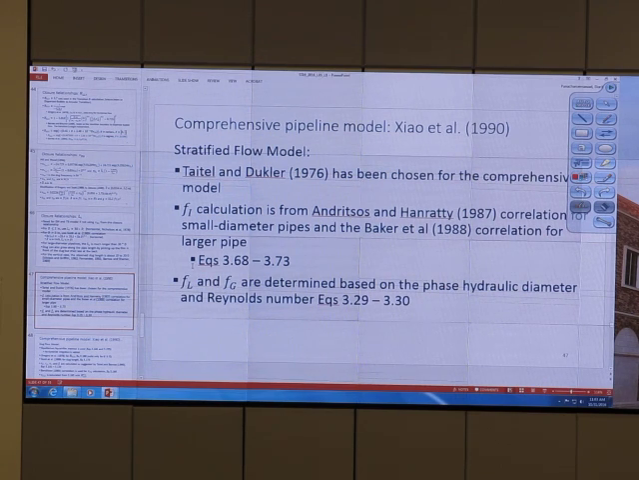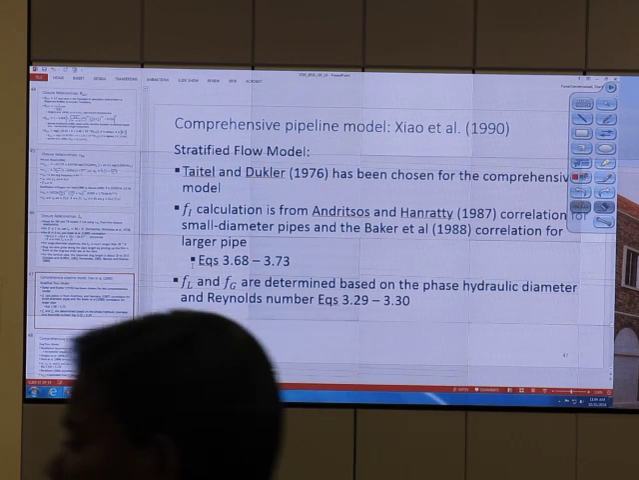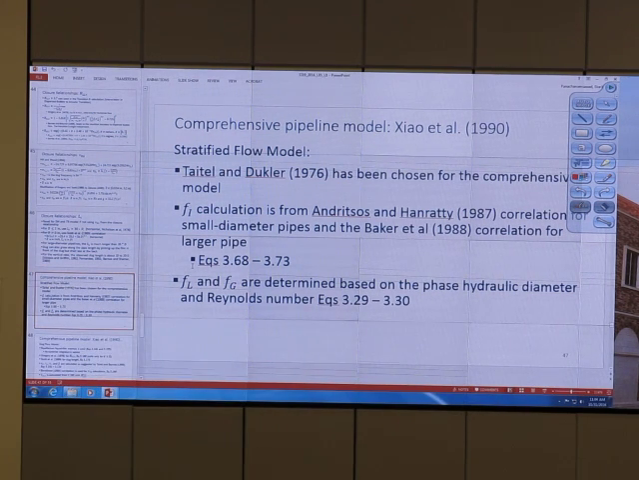Read chapter 3. What is in chapter 3? Stratified flow. It's not many pages. Mainly we focus on slug flow. Stratified flow is just a part of the slug flow. Slug flow has a stratified region, right? Yes.